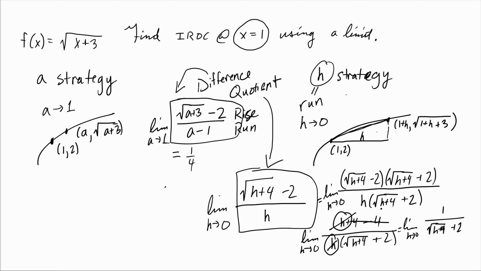At this step, you can actually plug in. Let's just rewrite that a little bit better. So we've got the square root of h plus 4, and then we can plug in 0 for h, and notice we'll end up getting 1 over the square root of 4 plus 2. That's 1 over 2 plus 2. That's a fourth, just like we wanted from before. So this limit is also equal to 1/4 as desired.